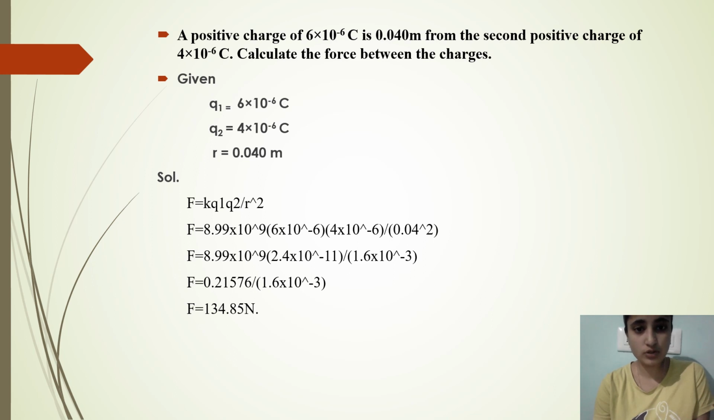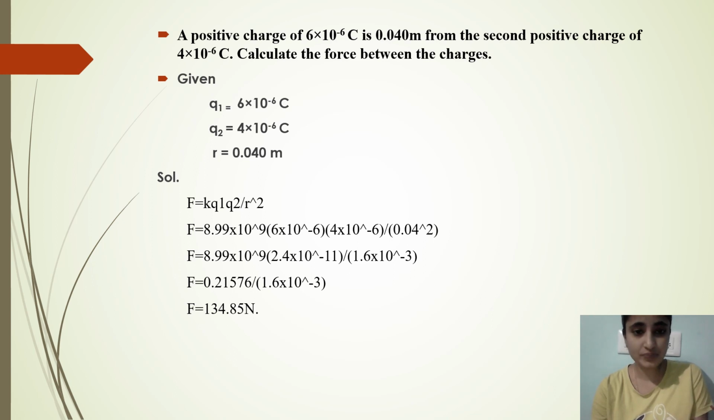A positive charge of 6 × 10^-6 coulomb is 0.040 meter from a second positive charge of 4 × 10^-6 coulomb. Calculate the force between the charges. This problem is based on Coulomb's law.